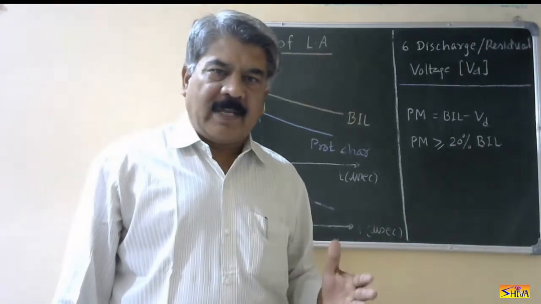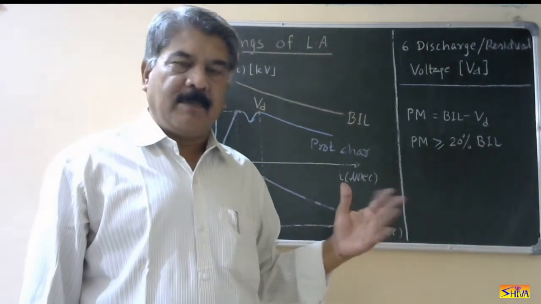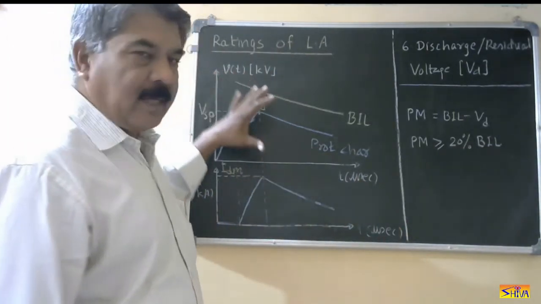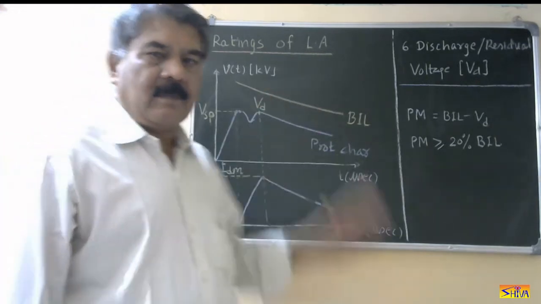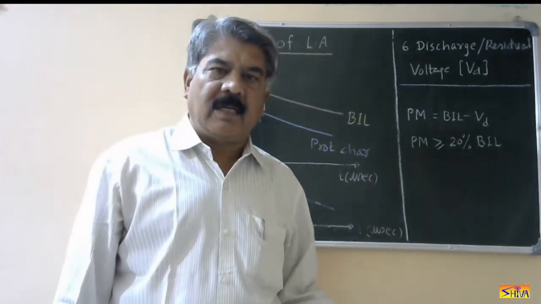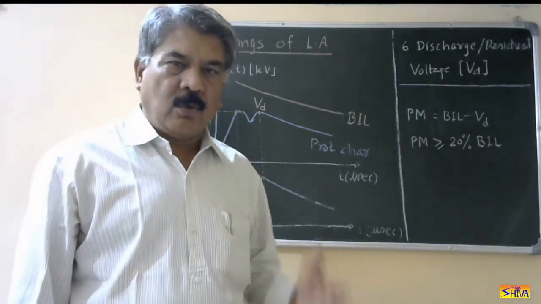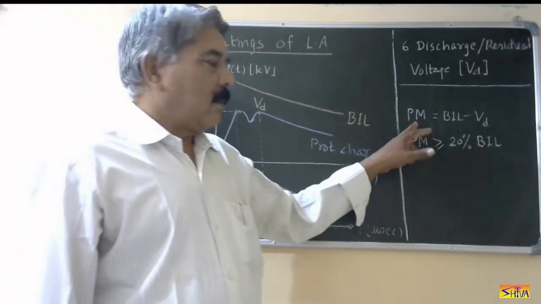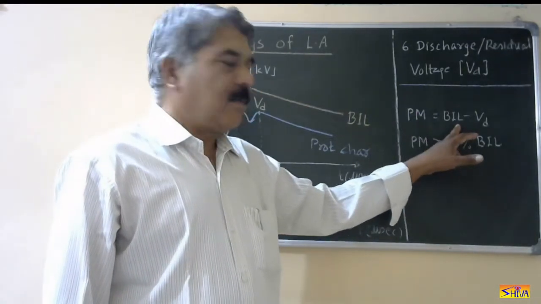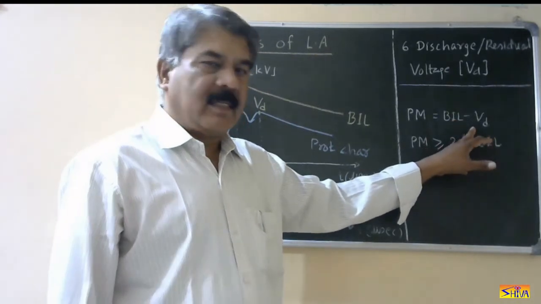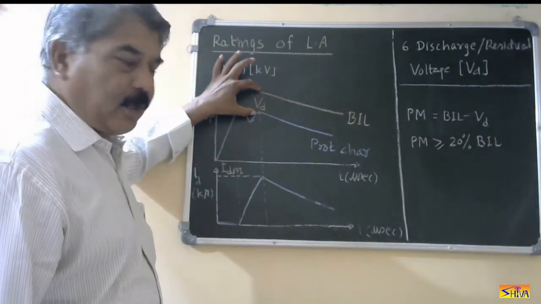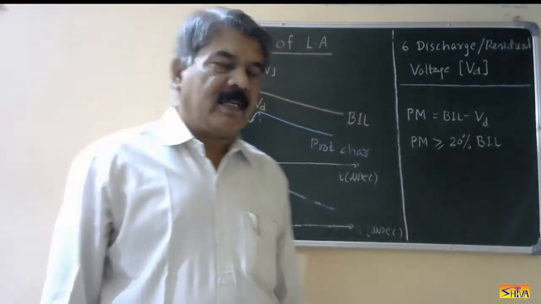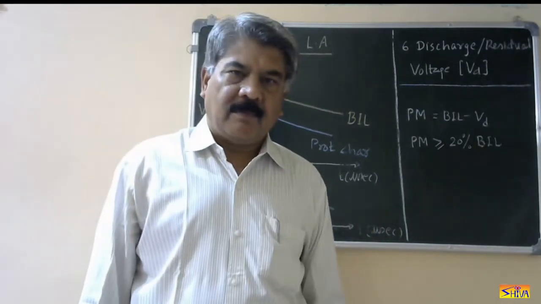And in no case should this discharge voltage exceed the BIL, because suppose the lightning arrestor sparks over well below BIL, but this discharge voltage crosses the BIL, then the transformer or the connected equipment will be damaged. So in no case should this cross the BIL of the system. Basically protection margin is given by this formula, BIL minus discharge voltage, and this protection margin should be greater than or equal to 20% of BIL.